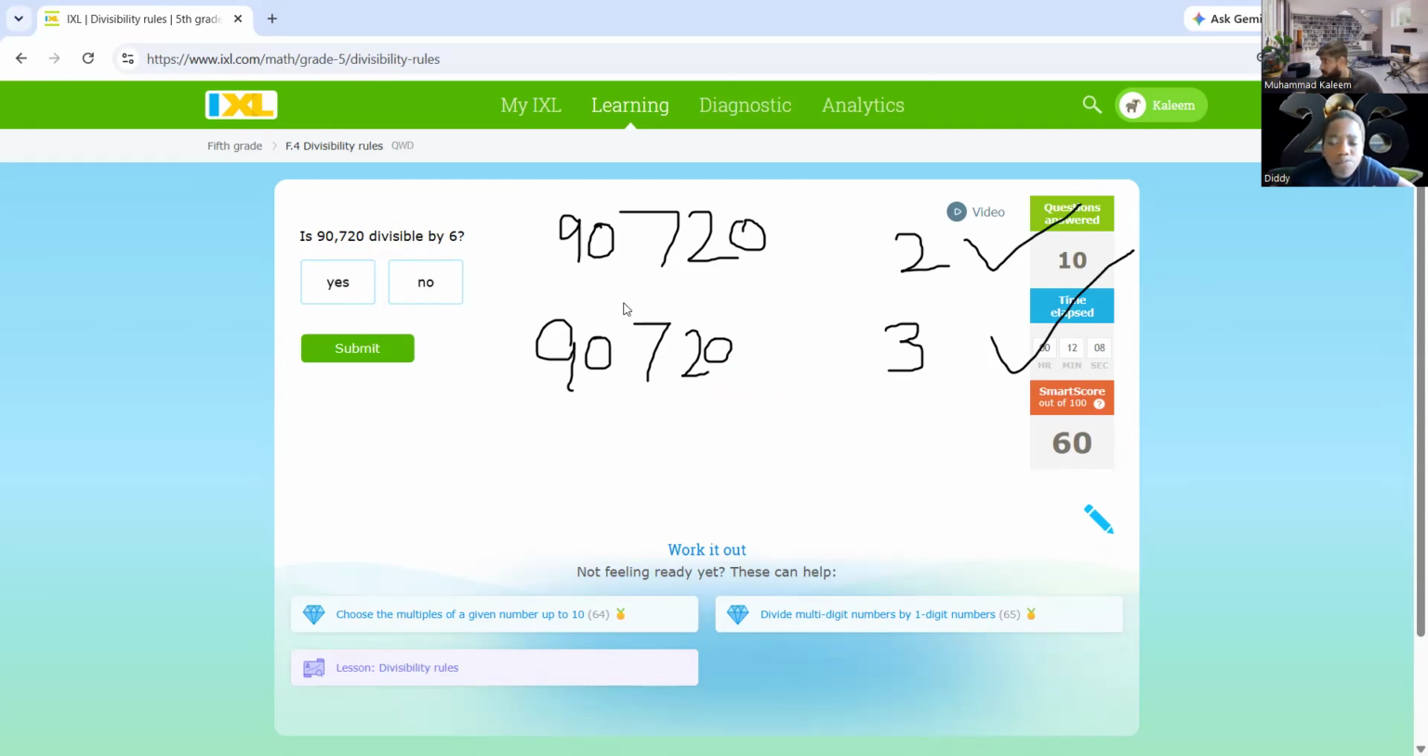Okay, you were telling me the answer. I thought you said we have to do the long division for it. No, there is no need to do the long division. You just have to add the digits, and if the sum of the digits is a multiple of 3, then that number will be divisible by 3. So this is divisible by 2, and it's also divisible by 3. So it's divisible by 6. That's it.